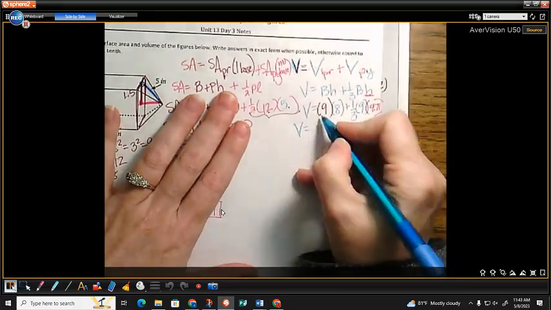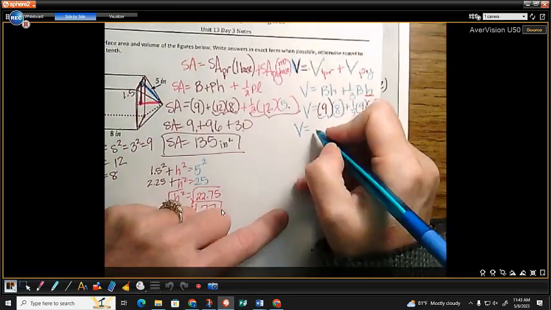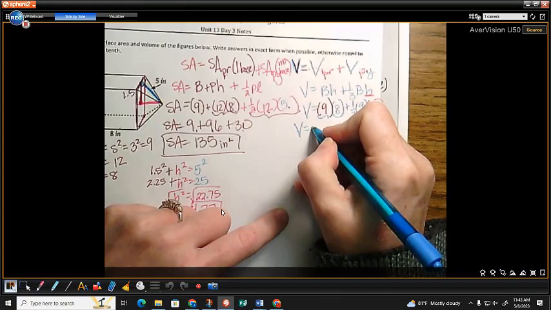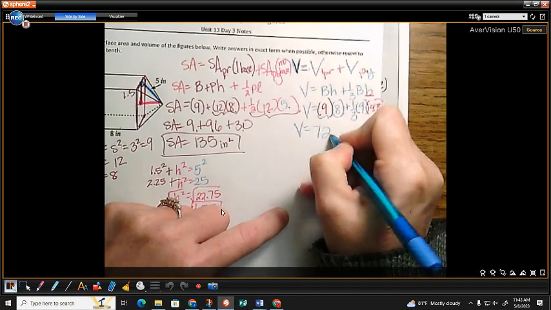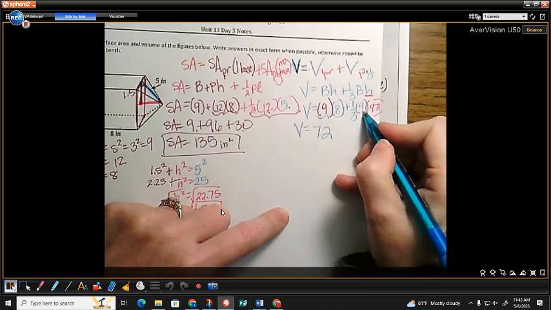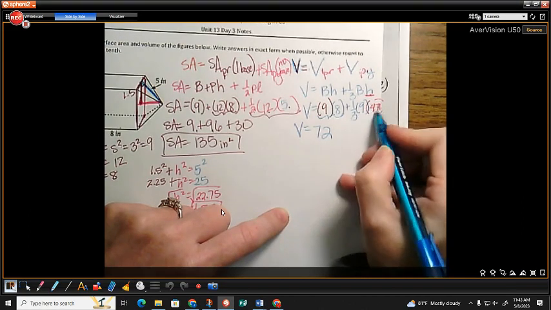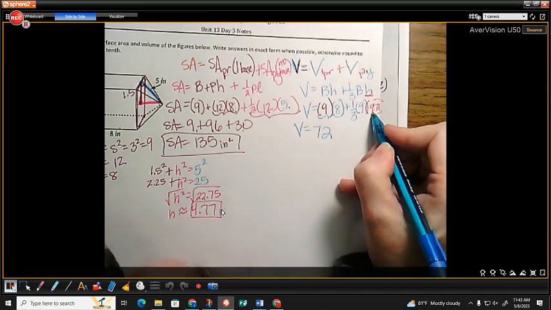Now you can start to simplify this. What's the 9 times the 8? Wow. 72. What's a third of 9? 3 times the 4.77, someone with a calculator.